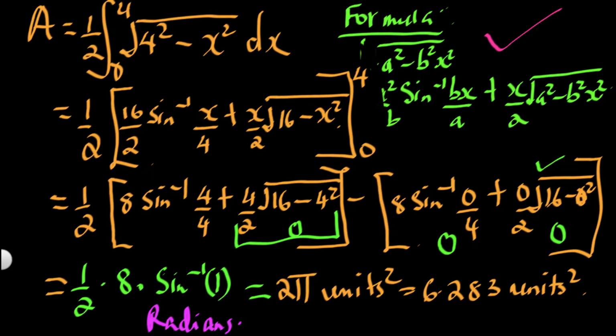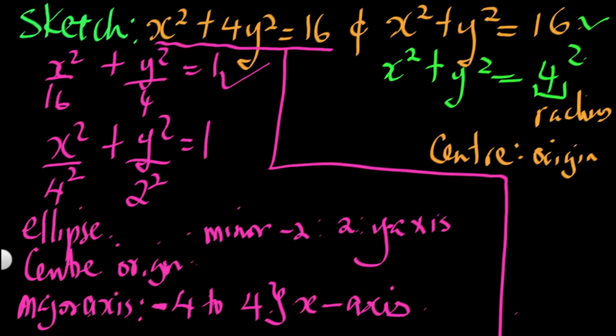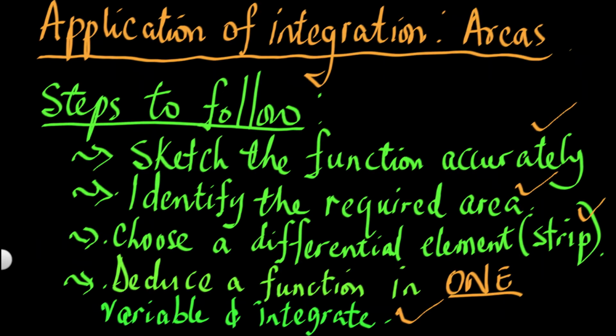Also, make sure you follow the original steps. Let's just go back to the steps that we have to follow. We come to these steps here. These are the steps that you should always follow, and make sure you follow them religiously. You sketch the function and you sketch it accurately. You need a skill to sketch these graphs, so make sure you are able to sketch your graphs without any problem. Identify the required area.